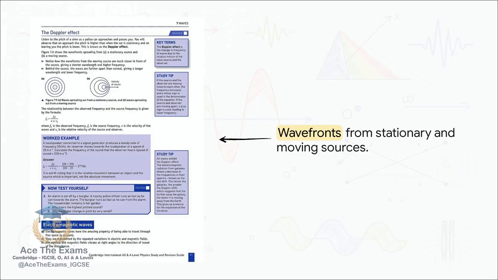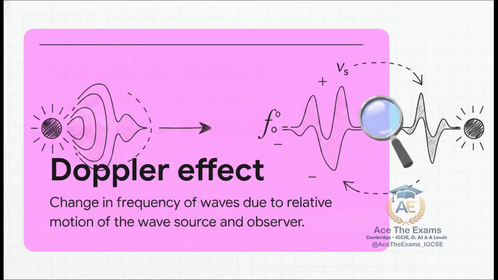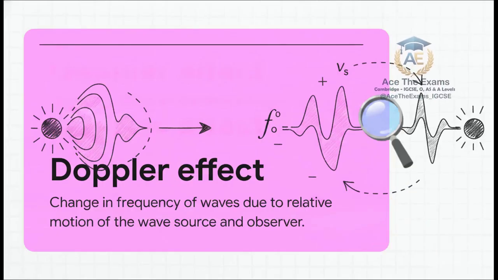When the source of a wave is moving, the wavefronts literally bunch up in front of it. They get squeezed. This gives the wave a shorter wavelength and consequently a higher observed frequency. But behind that moving source, the waves are stretched out much further apart, which gives them a longer wavelength and a lower observed frequency. To actually calculate this phenomenon on an exam, we use the Doppler effect formula.